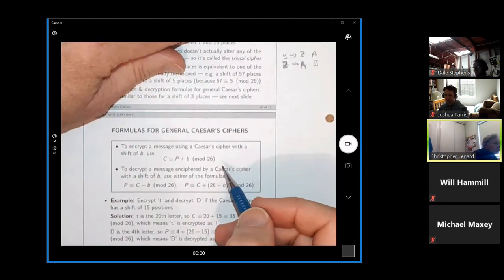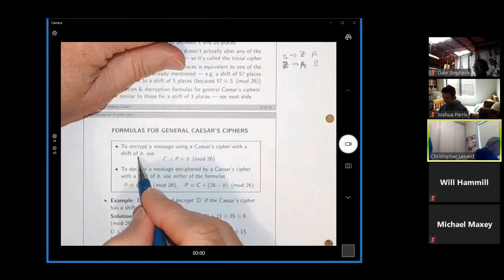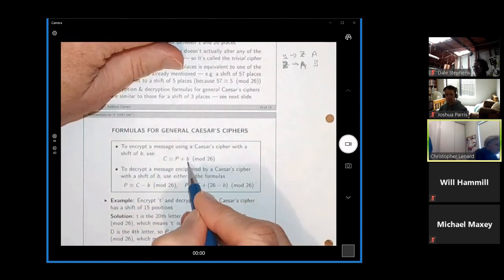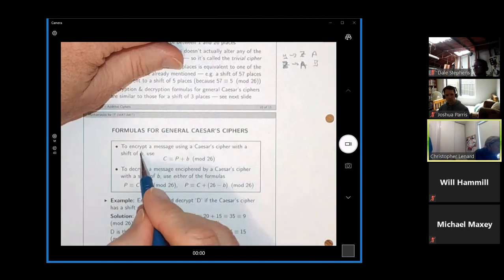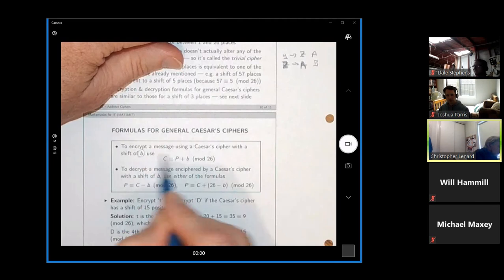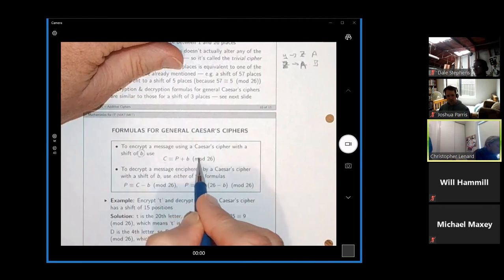So we can have a more general thing. Instead of using add 3 to get the ciphertext letter, you could have an arbitrary shift of B. So when B was equal to 3, plain text character number plus 3 gives you the ciphertext character number.